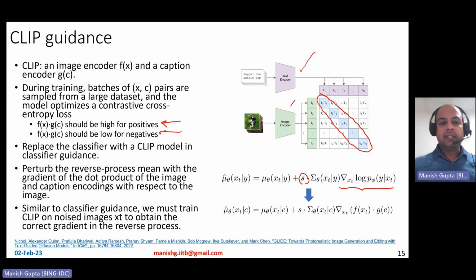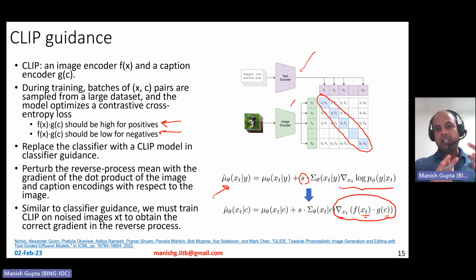Okay. So the idea behind CLIP guidance is to replace any kind of classifier with a CLIP classifier. So you want to perturb the reverse process mean. This is the reverse process which is going on, which is basically the generation process. You want to perturb the reverse process mean with the gradient of the dot product. What is the dot product for? f of xt and g of c, where xt is the image and c is the caption. You essentially compute the gradient with respect to that. Okay? That's CLIP guidance essentially.